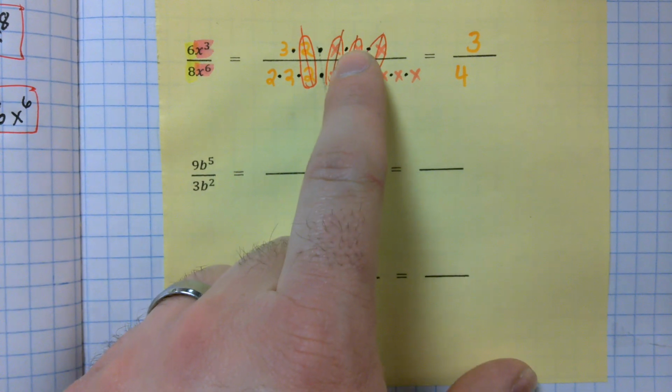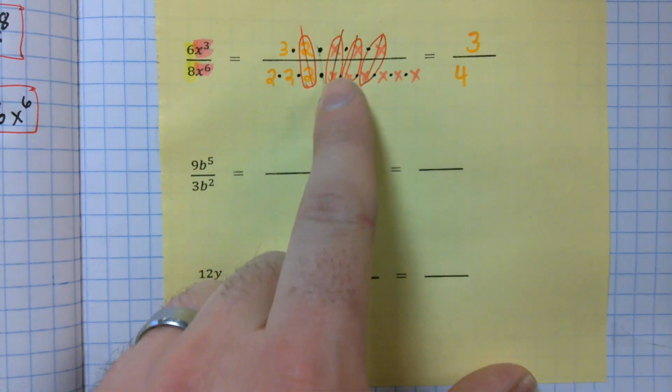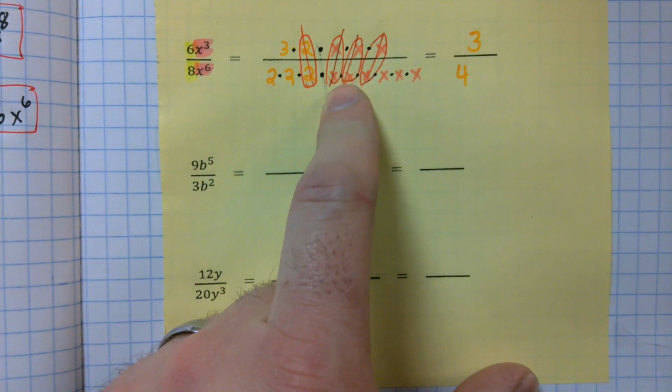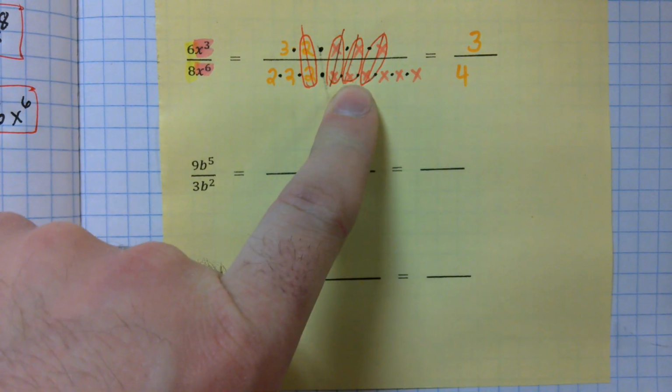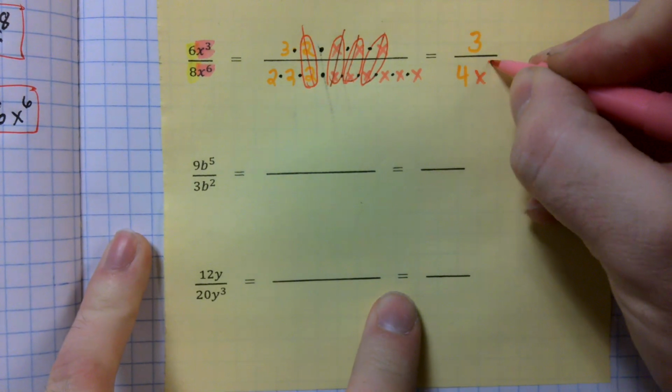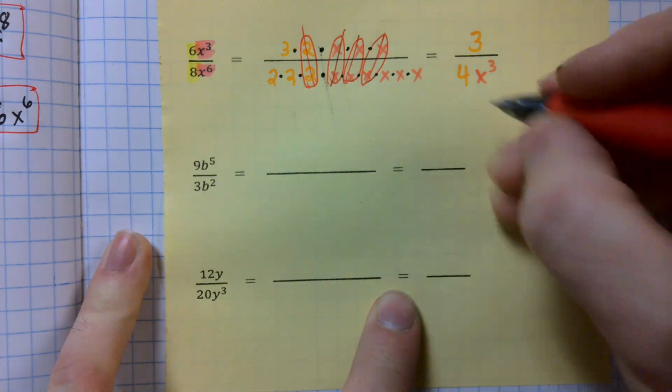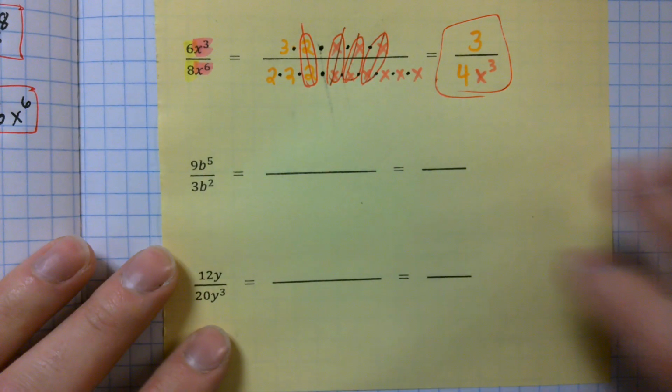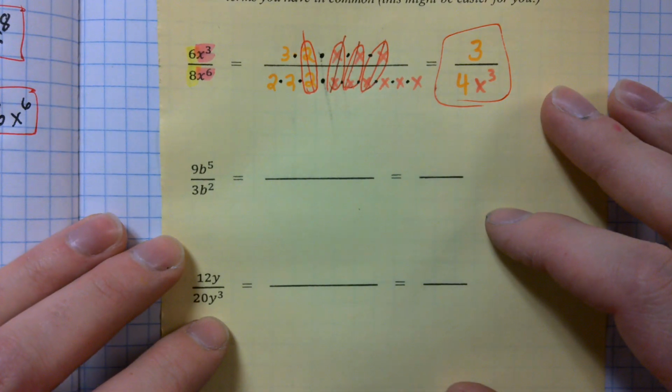Do I have any x's on the top? No, they all canceled. Do I have any x's on the bottom? Yeah, how many do I have? 3. Well, how can I write 3 x's if I want to bring them back together? x to the third. There's my answer. Just like that. Question.